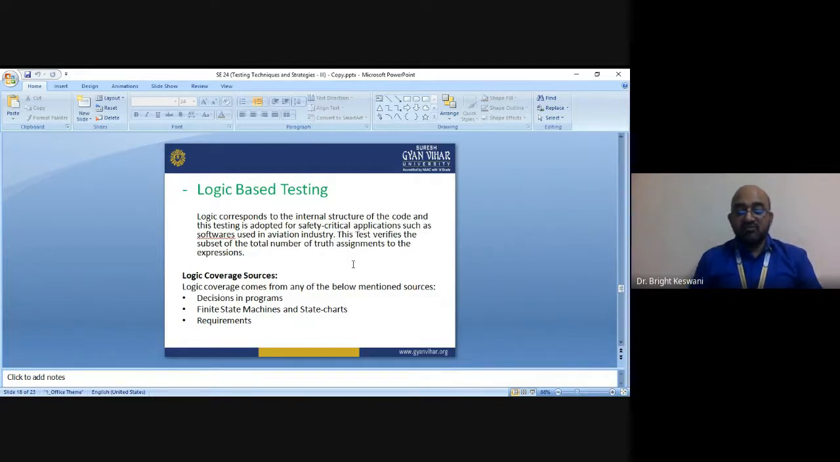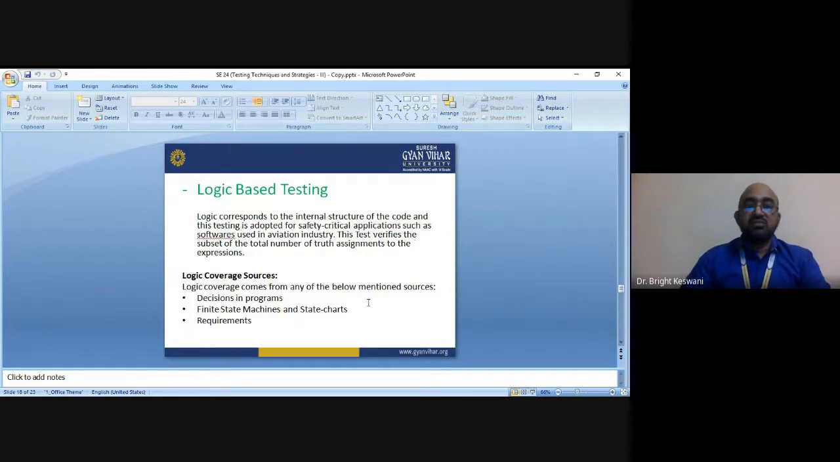Okay, and define rules by indicating what actions occur for a set of conditions. These are the logic based testing, where you can test the logic of your program, and logic covers the decisions in a program, all decisions and states and requirements of the logic.